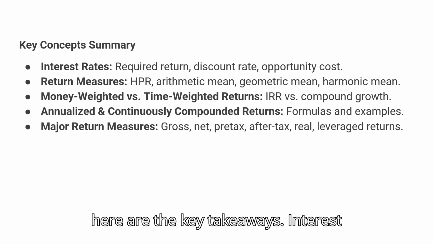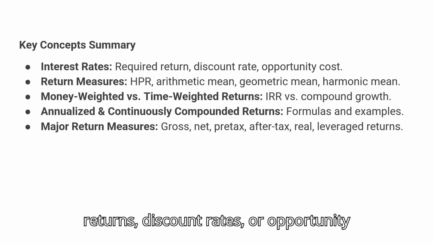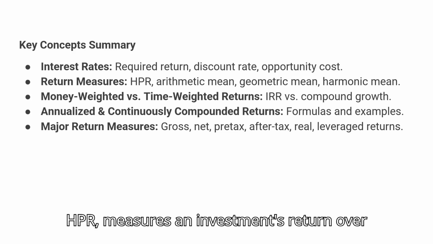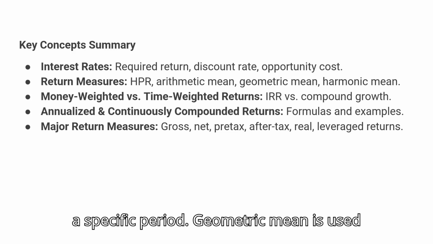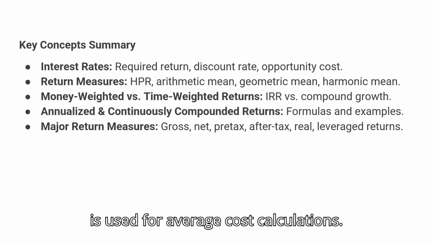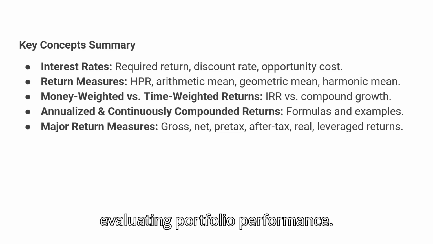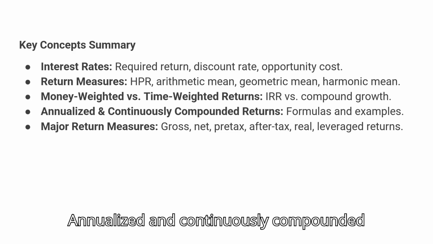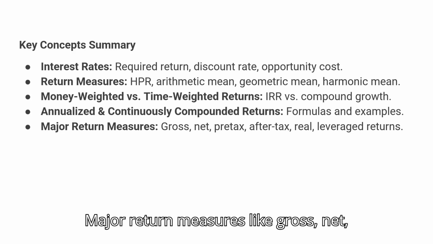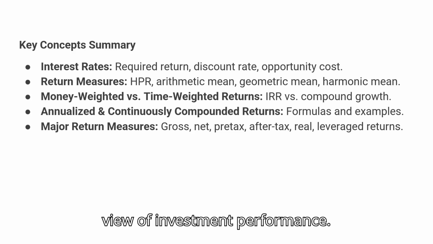Here are the key takeaways. Interest rates can be interpreted as required returns, discount rates, or opportunity costs. Holding period return, HPR, measures an investment's return over a specific period. Geometric mean is used for compound returns, while harmonic mean is used for average cost calculations. Time-weighted return is preferred for evaluating portfolio performance. Annualized and continuously compounded returns allow for comparisons across different time periods. Major return measures like gross, net, and real returns provide a comprehensive view of investment performance.